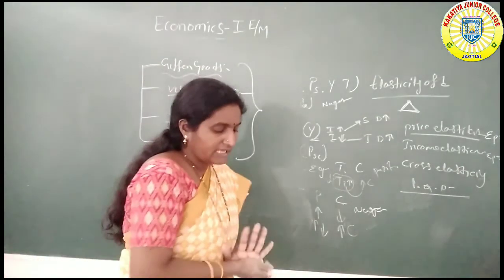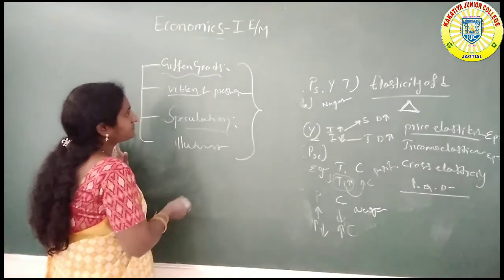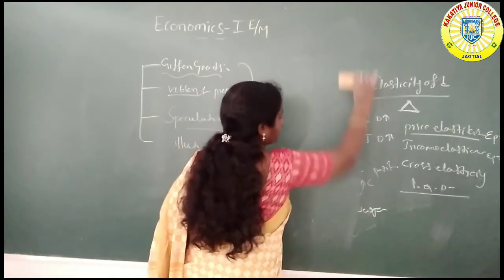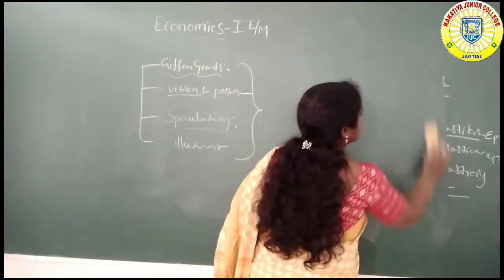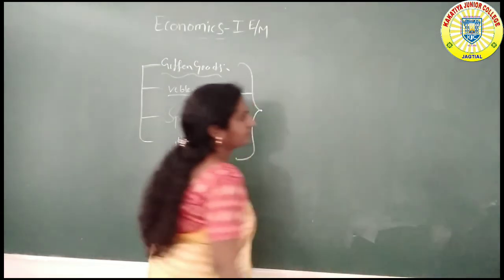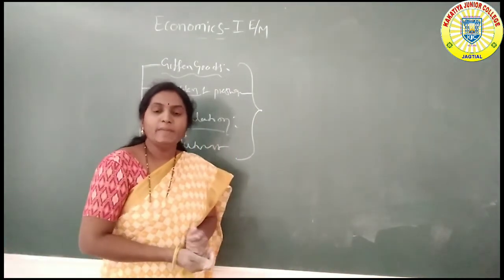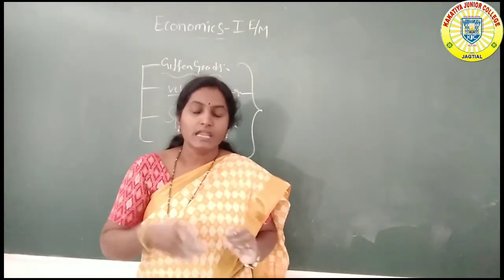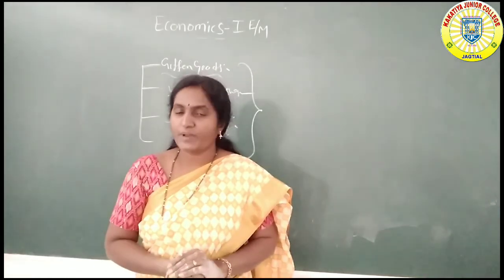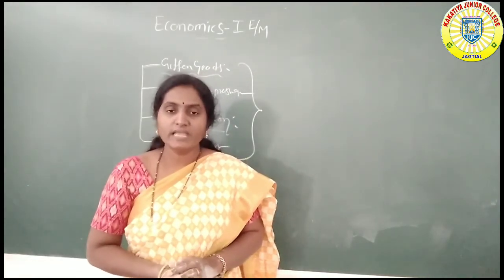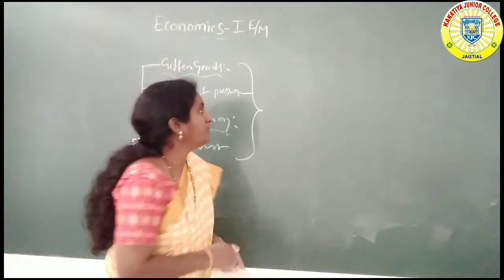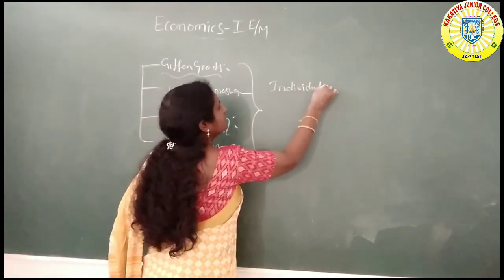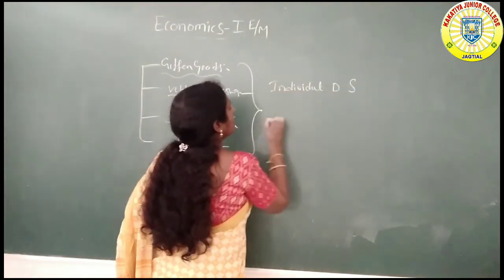Okay, and the next one is the demand schedule. The different types of goods and services demanded by the consumer at a given price level in the market is known as the demand schedule. This demand schedule is of two types: the individual demand schedule and the market demand schedule.